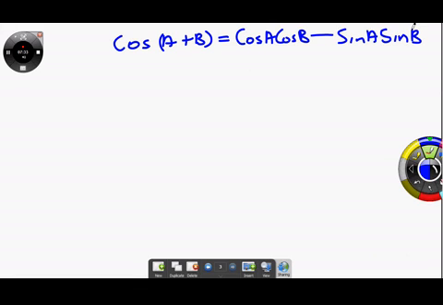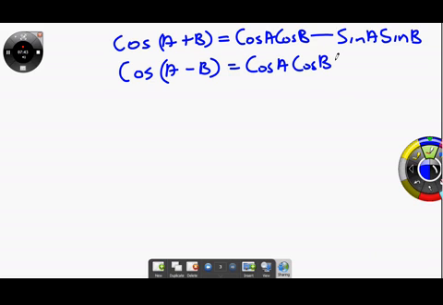And the one with the negative becomes cos(A minus B) is equal to cos A cos B plus, because there was a negative on this side for cos, it becomes a plus. But don't worry about these identities, they are provided. I am just writing them down to remind you that these are the identities we are going to use. So this is going to be sine A cos B.